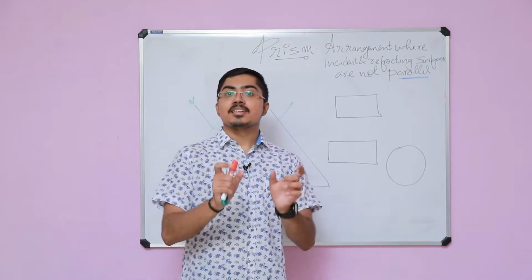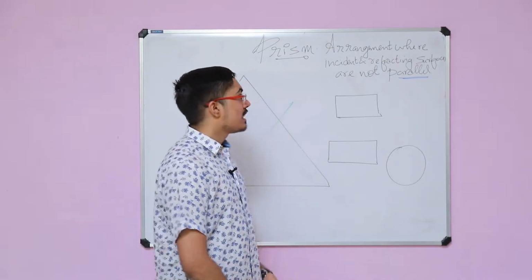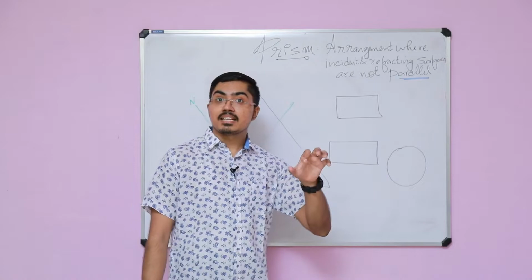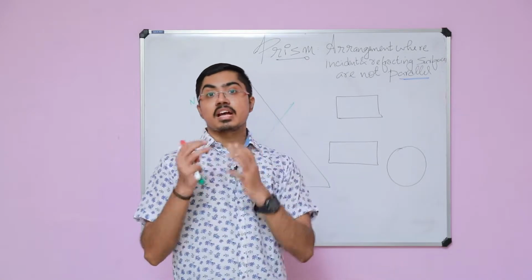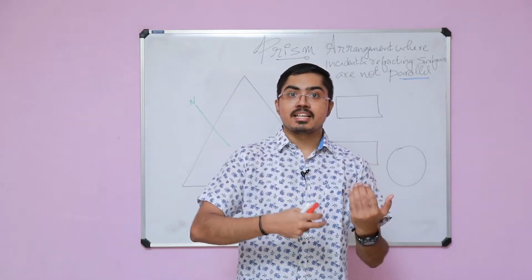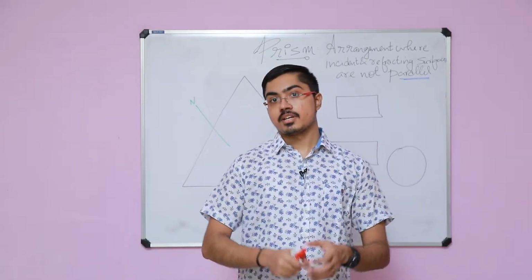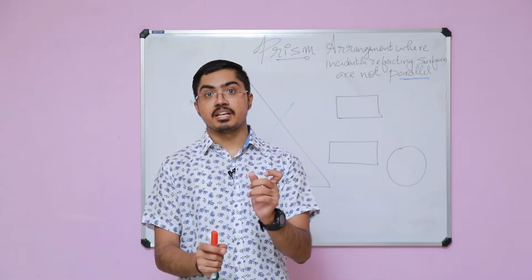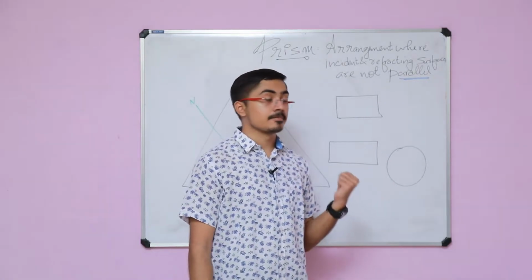So basically the word prism simply means that it is an arrangement where the incident surface and the refracting surface are not parallel. They should not be parallel and they can be present at an angle to each other. Once you have that particular condition fulfilled, you have prism action setting in, right.